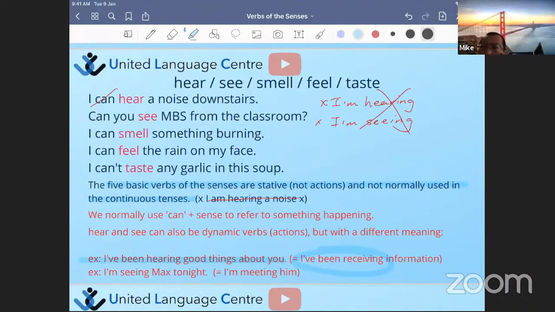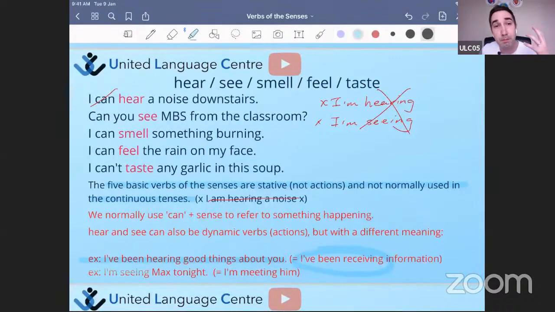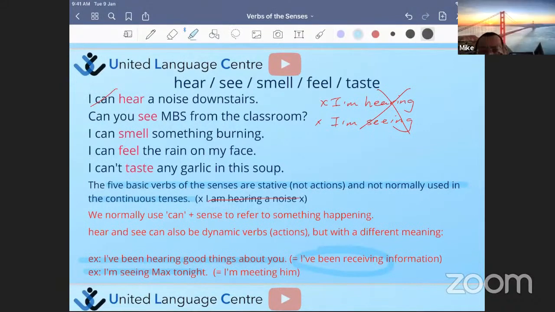Okay? Or I'm seeing Max tonight just means I'm meeting him, right? I'm seeing him at 2 p.m. I'm meeting him. So different meaning, not seeing him. Okay? Different meaning, not my eyes. Okay, just means I'm meeting. Okay, understand?